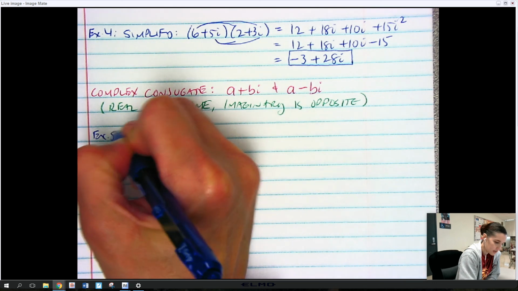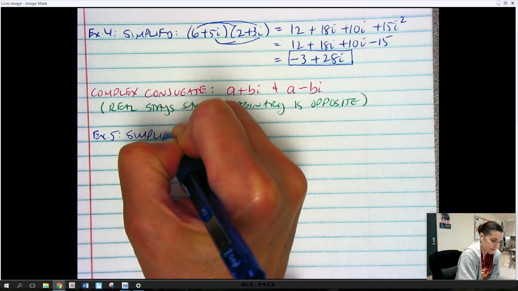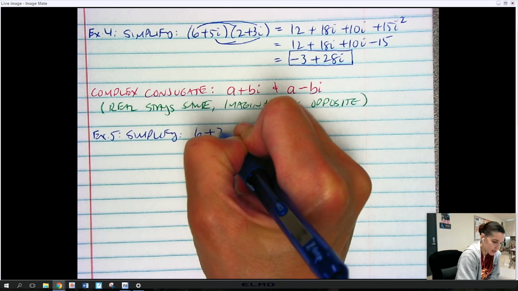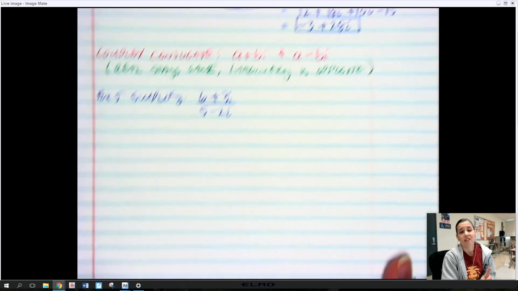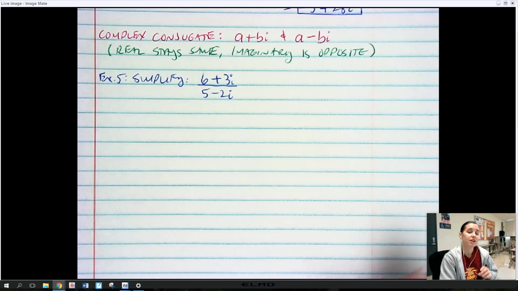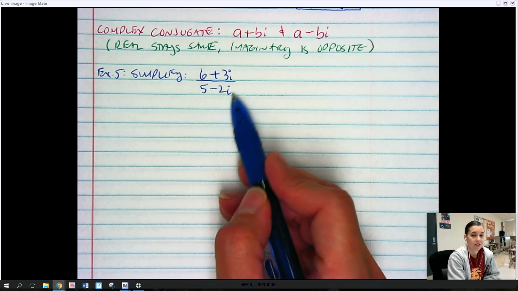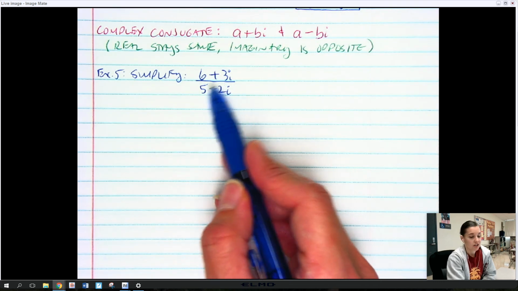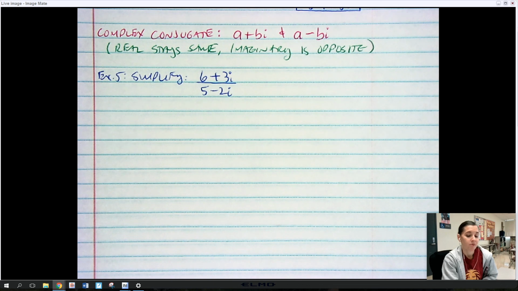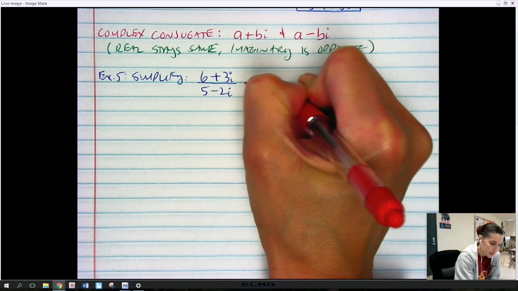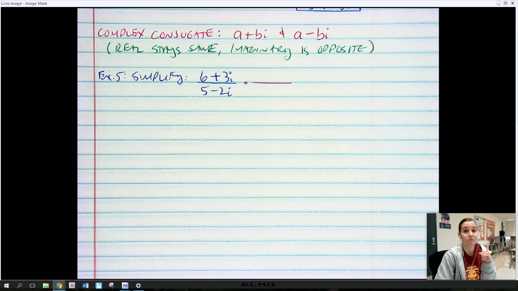So example 5, it's going to say simplify. Say I gave you 6 plus 3i all over 5 minus 2i. So if you need to write a little note to yourself, whenever you're dividing, nothing is simplified if you have an imaginary in the bottom. So when I see that I have an imaginary in my denominator, I know I'm not completely simplified. So what's going to get rid of my imaginary in my denominator? It's the complex conjugate. So what I'm going to do is multiply top and bottom by the complex conjugate of my denominator.